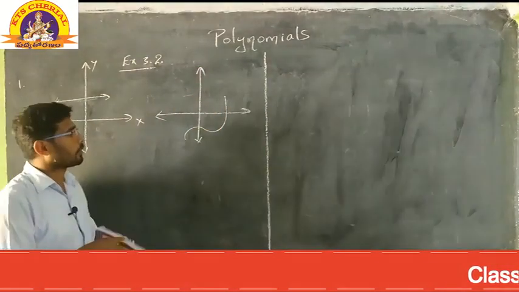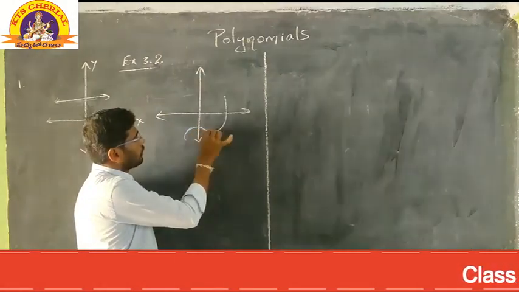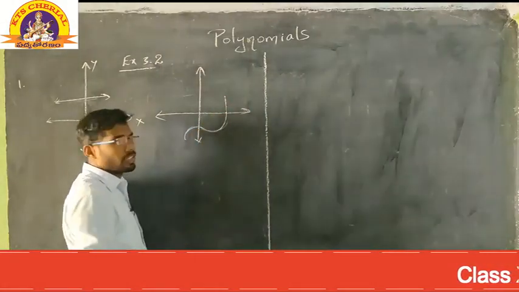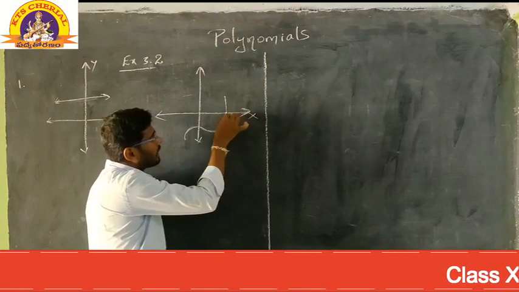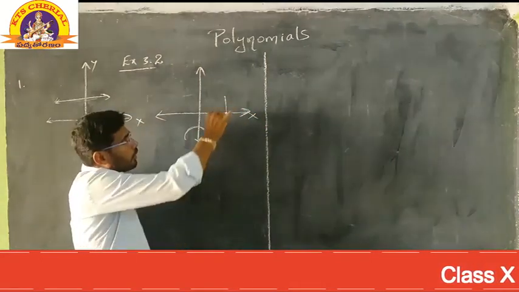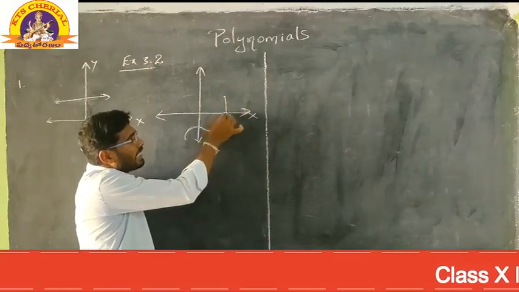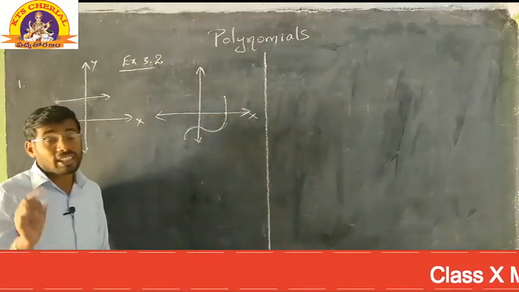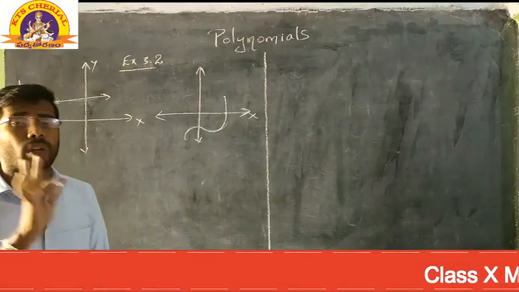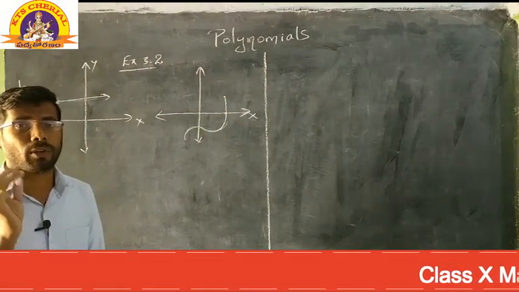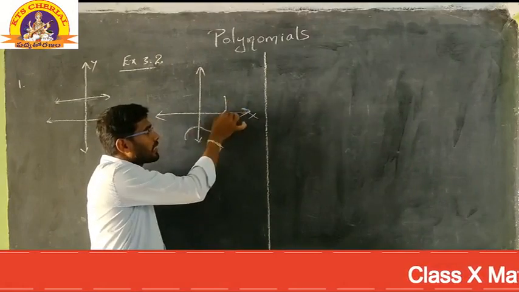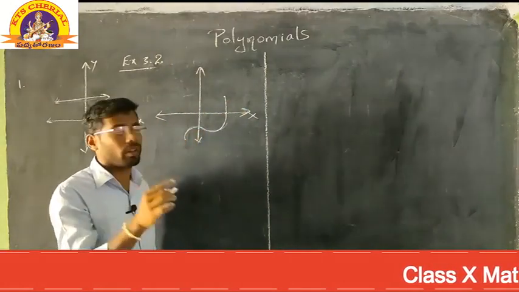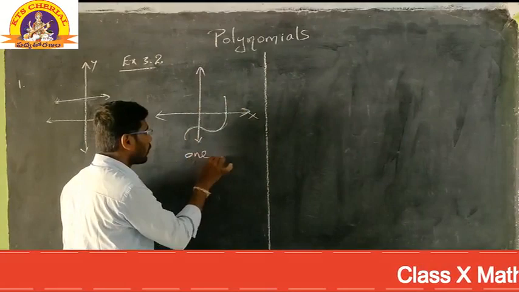In this second one, here he has given one graph like this. If you observe properly, the given graph touches the x-axis at one point. Just you have to see the x-axis, not the y-axis. You should not consider the y-axis, just the x-axis. The given graph touches the x-axis at only one point, then it has 1 zero.